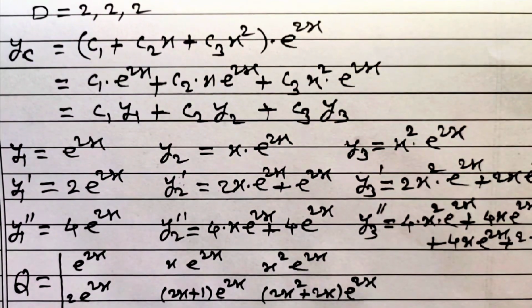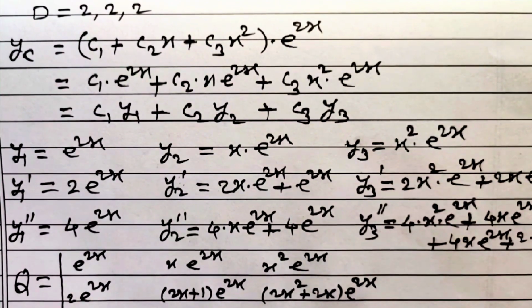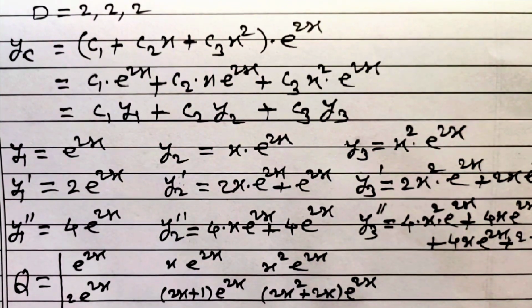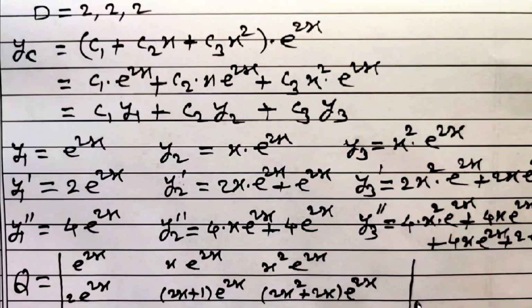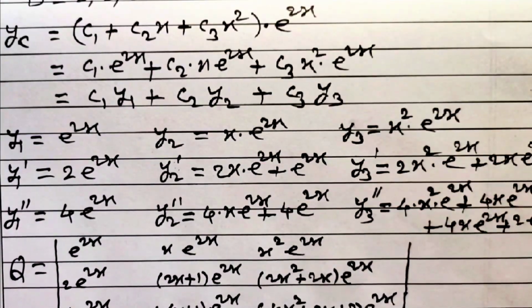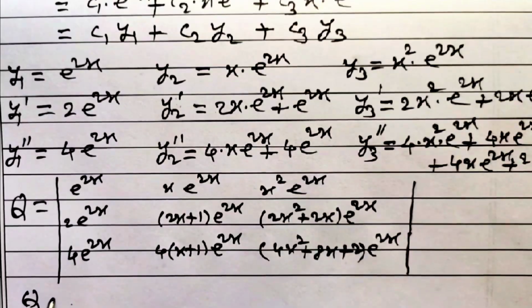Third row, 4 times e to the power 2x, 4 times (x plus 1) into e to the power 2x, (4x square plus 8x plus 2) e to the power 2x. Now find the value of this determinant. So we can write Q is equal to twice e to the power 6x.